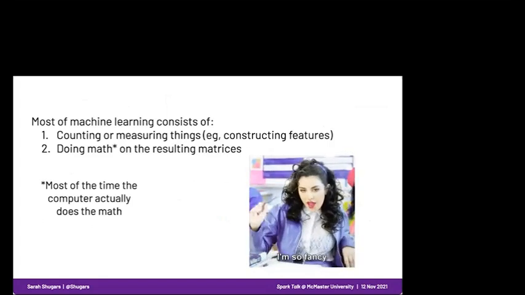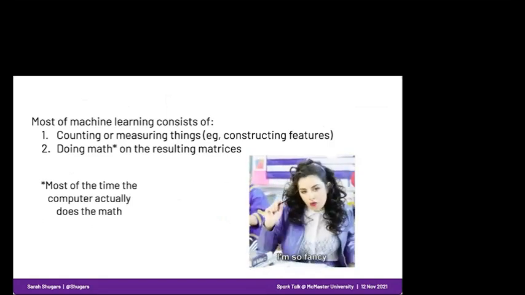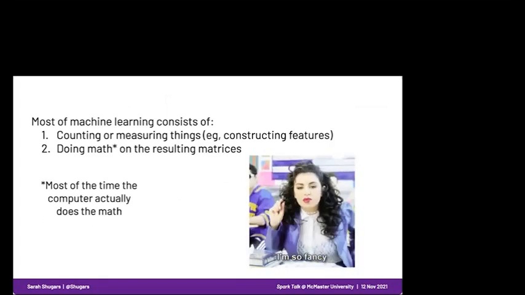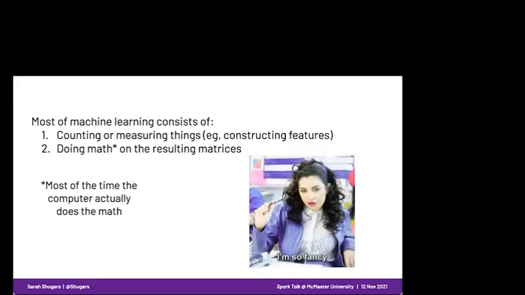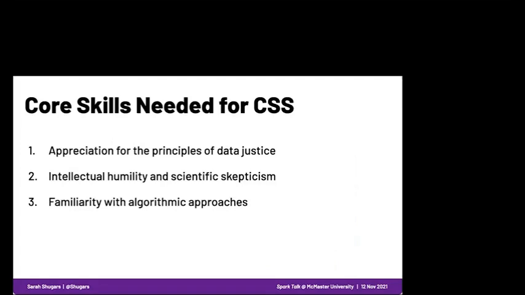Again, most of machine learning really consists of these two steps where we're just counting and measuring things to construct a matrix and then doing math on that matrix. And again, the core skills needed for computational social science really are an appreciation for data justice and intellectual humility. I think those are two of the most important skills. You do need a familiarity with algorithmic approaches, but those really are things that anyone can learn.